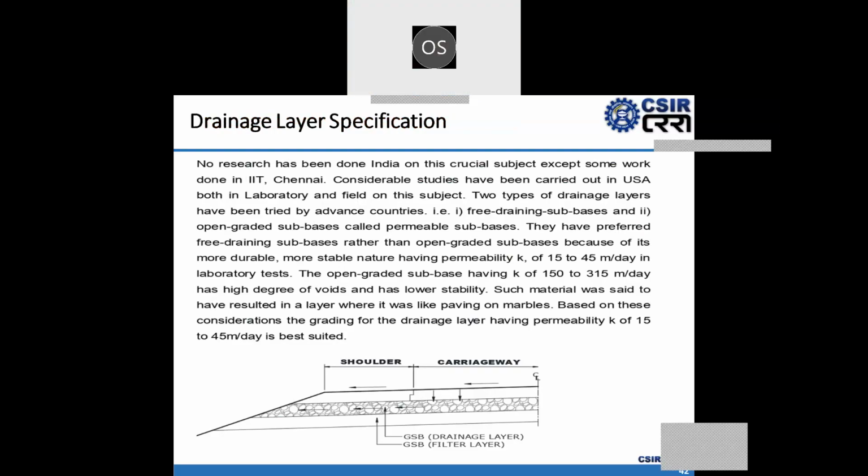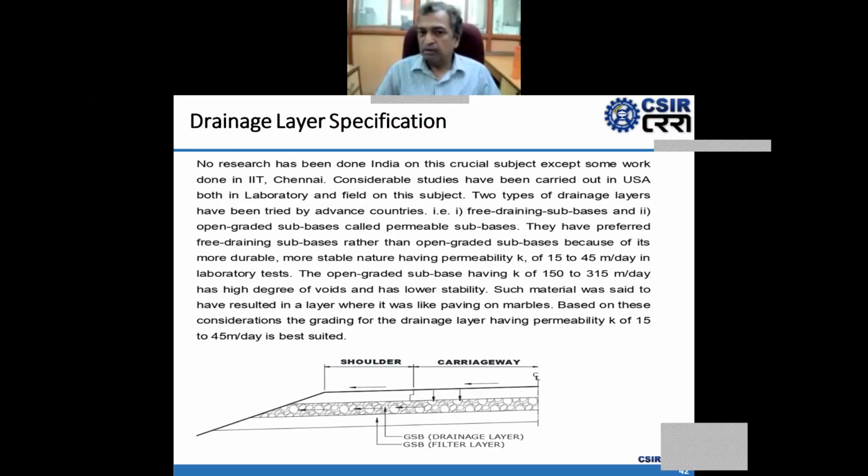No research has been done in India on this crucial subject, except some work done by IIT Chennai. Considerable studies have been carried out in USA, both in laboratory as well as in the field. Two types of drainage layers have been tried by advanced countries: free draining subbases and open graded subbases, called permeable subbases. They preferred free draining subbases over open graded subbases because of their more durable, more stable nature.